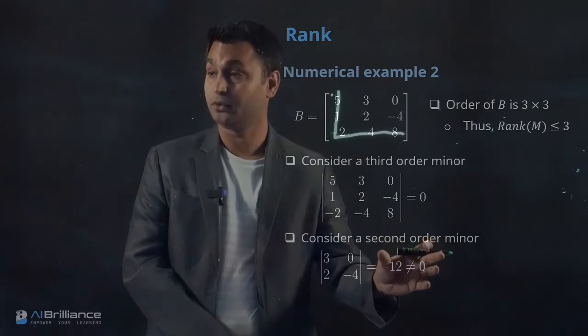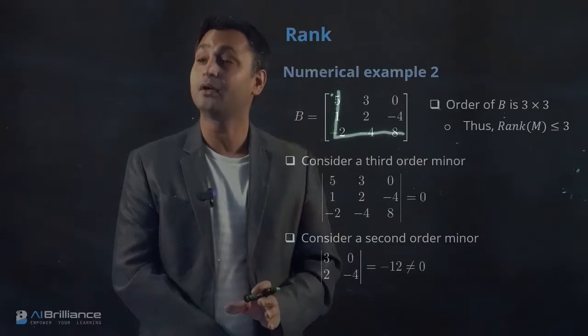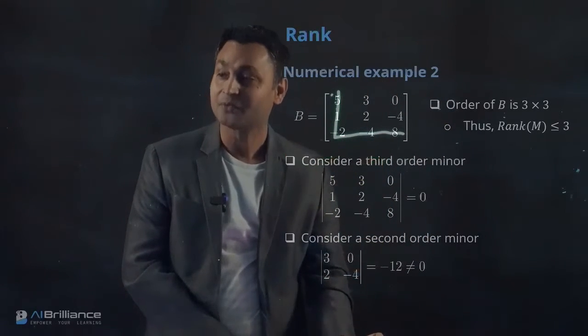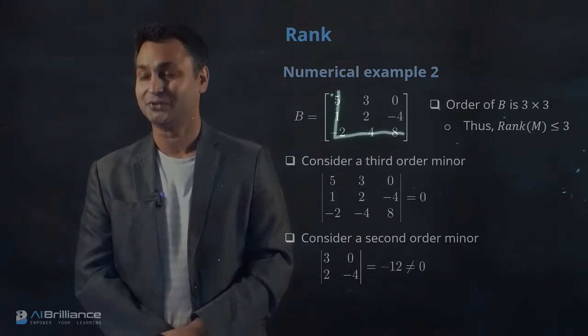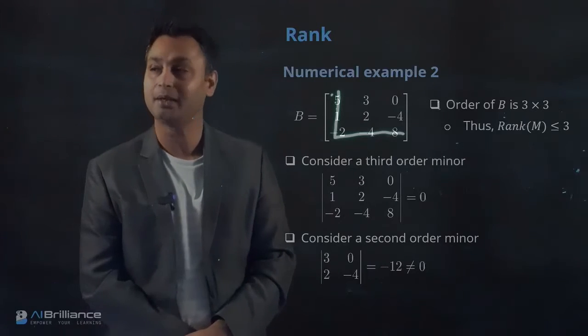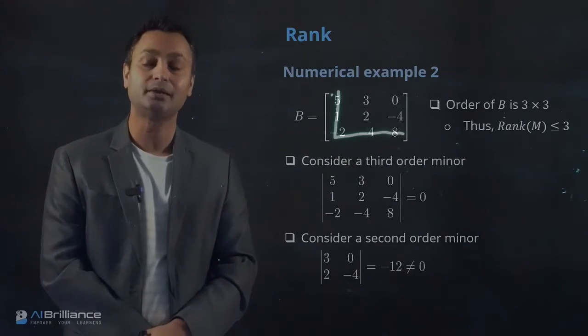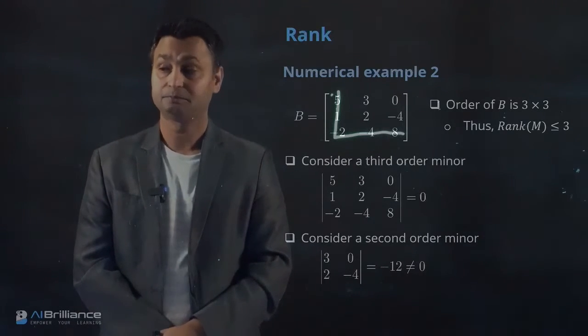If this was 0 and all the other minors were also 0, then we need to go to the first order minor and see if all the elements are 0 or non-zero, and so on. So that's the process of numerically determining the rank of a given matrix.